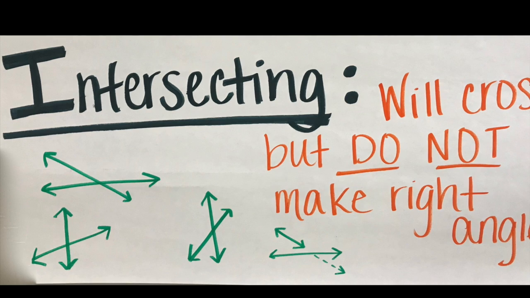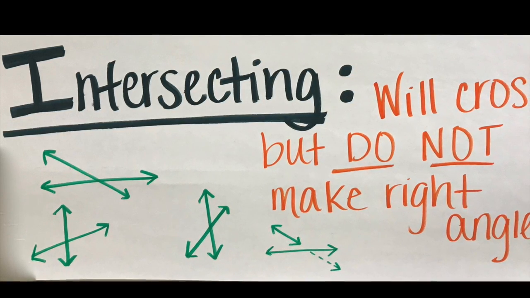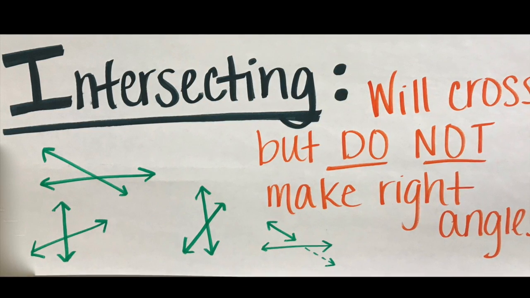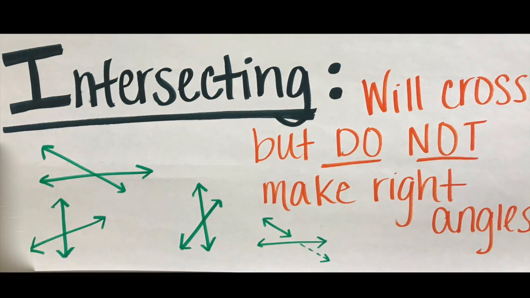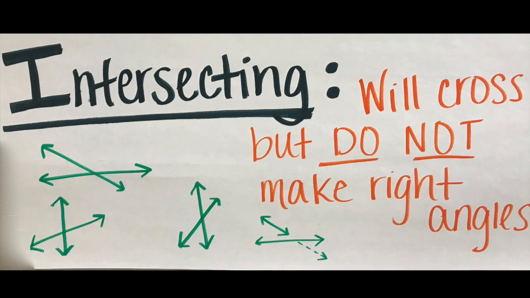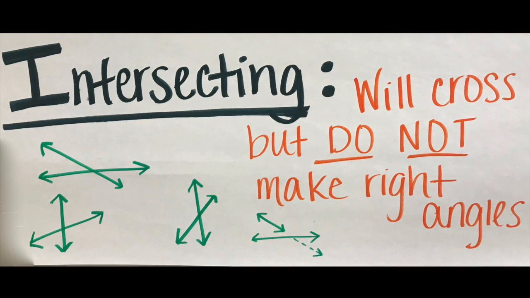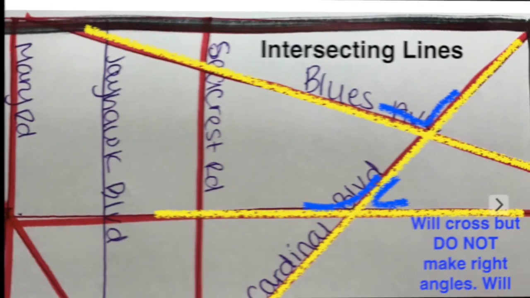The last type of lines are intersecting lines. Intersecting lines will cross, but they do not make right angles. They make more of a V shape. The angles that intersecting lines make will vary from big angles to small angles. When looking around, you may be able to spot intersecting lines just as often as parallel and perpendicular lines.